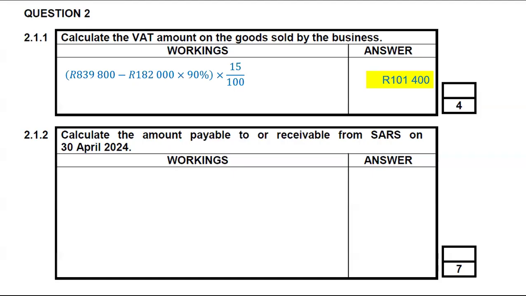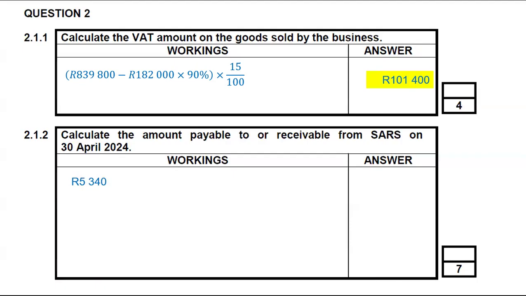Now, 1.1.2 requires us to calculate the amount payable or receivable from SARS on the 30th of April 2024. I'm going to start with what SARS was owing us at the beginning of the month, which was 5,340. The reason I'm putting this 5,340 without brackets is because it is due to us. SARS owes us that money, so it is a VAT input. That's why it's an asset. We don't put it in brackets.